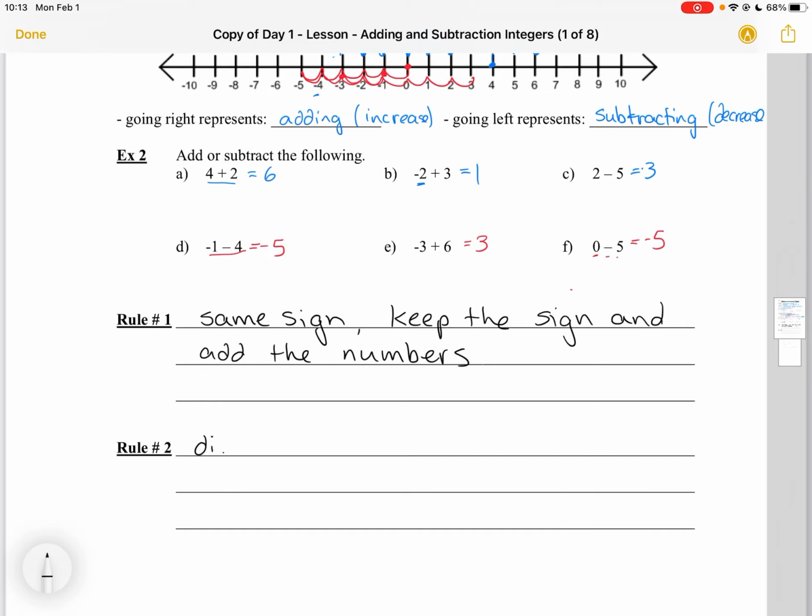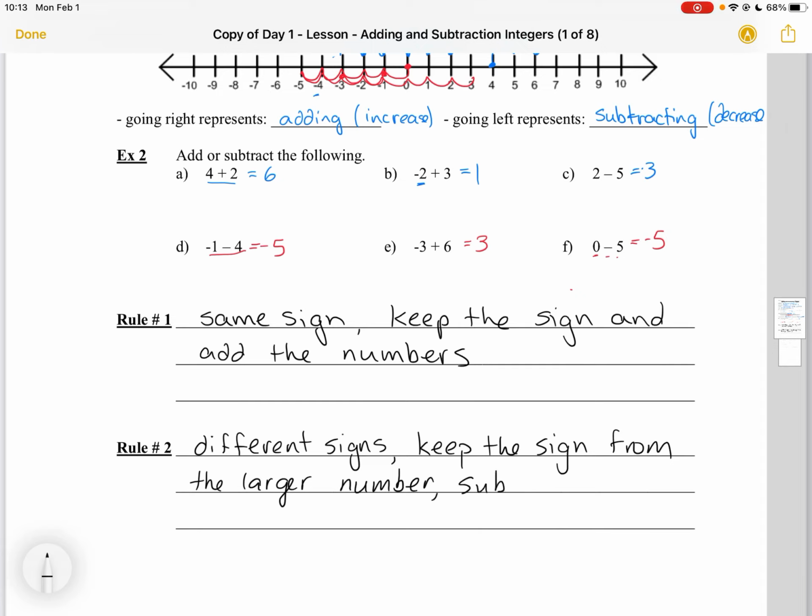Rule number 2 is if they have different signs, you're going to keep the sign from the larger number and subtract the numbers.